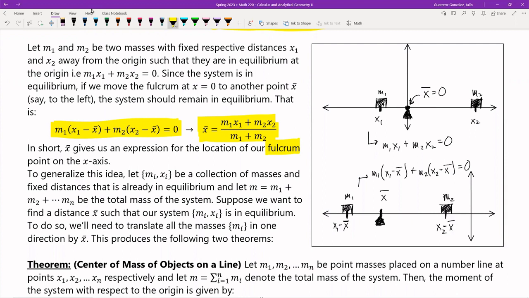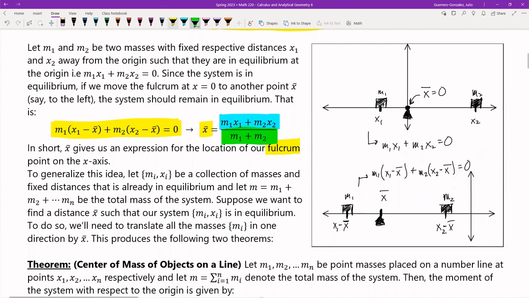Now I want you guys to see what happened up here for the equation for x bar. It's going to be the sum of all the moments divided by the sum of the total mass. And that's how we find x bar. That is how we find the fulcrum with respect to the origin.